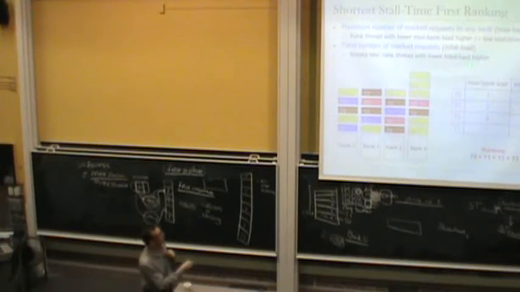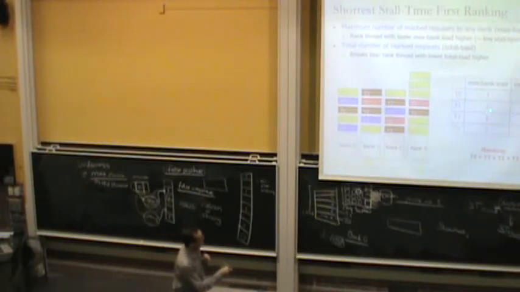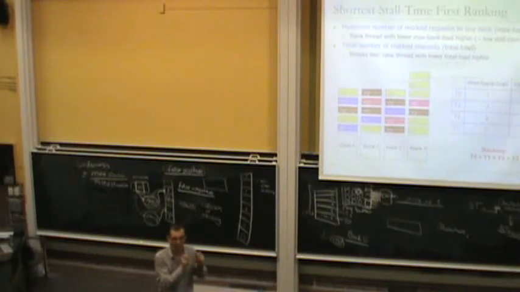So the ranking we would form would be to rank thread 0 higher than thread 1, because thread 0 has the minimum max bank load, minimum maximum number of requests to any bank. And then thread 1, and then thread 2 is ranked lower than thread 1 because it is more memory intensive, if you will. And then thread 3. Thread 3 is ranked the lowest because it has the highest stall time, if you will, alone.